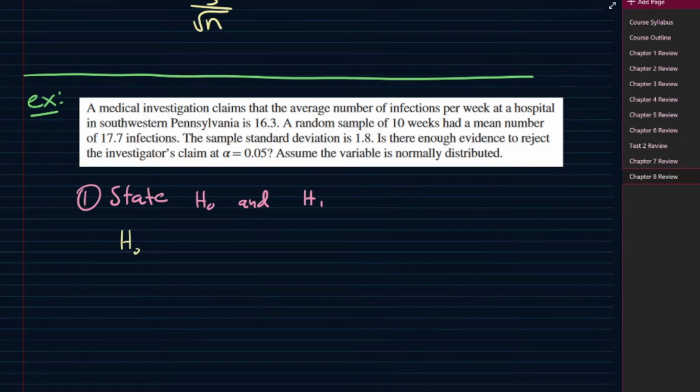So our null hypothesis, what are we assuming to be true? The wording here can be a little confusing because they're using the word claims. That's a bit of a misnomer. That ends up being our mu, 16.3. We're assuming that the average number of infections per week at the hospital is 16.3. And then what are we testing?